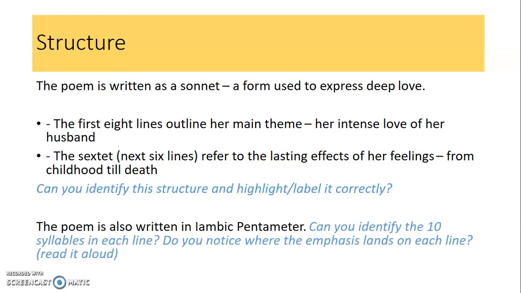Once you've done that, I want you to also think about the use of iambic pentameter. We talked about this right at the start of the lesson. If you're unsure, have a look at your notes about what that means. So it's written in this style. I want you to see if you can identify the 10 syllables in each line, whether you do that by underlining them or highlighting them. And then I want you to think about what you notice about where the emphasis lands on each line. So you've got those 10 syllables, but where is the emphasis? Do this by reading it aloud. This is just for you to get a feel for how the iambic pentameter works.